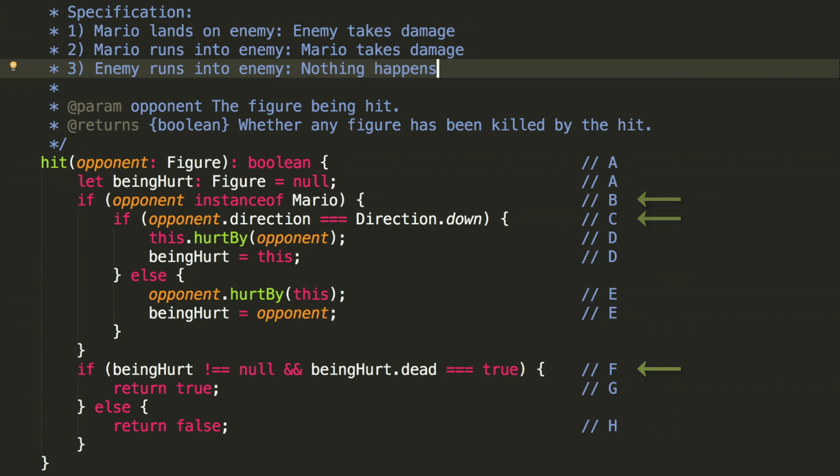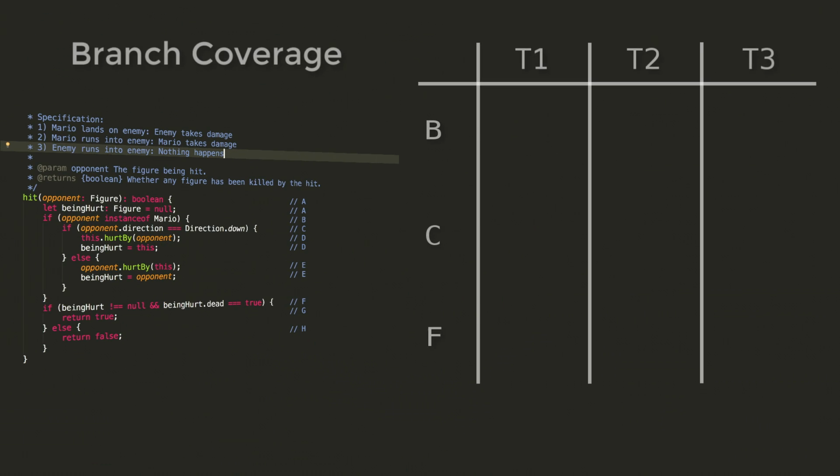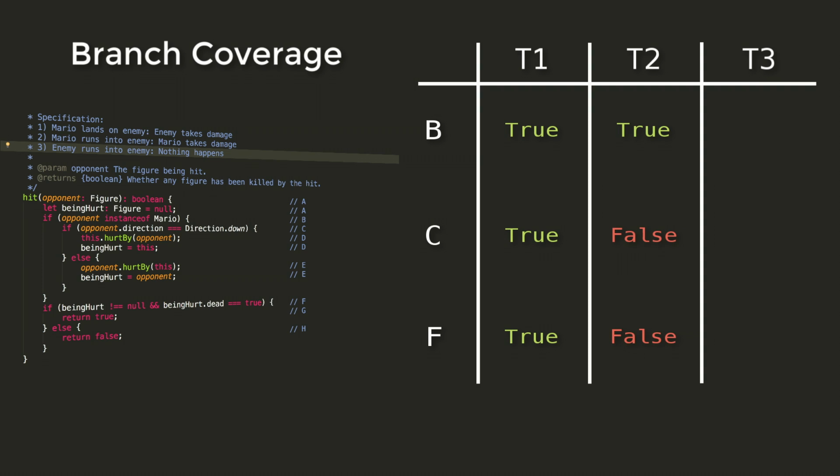So let's build a truth table that just looks at these 3. The rows in our truth table correspond to the 3 branching statements that we care about, and the columns correspond to the test cases that we've written already. In each cell, we'll keep track of whether or not that test case executed the true or false branch for those decisions. For T1, we can see it's true, true, true, and for T2, we can see true, false, false. So here we can see that for decisions C and F, we've executed both true and false, but for decision B, we've only executed true, and we need to design a new test case, T3, to execute this case.